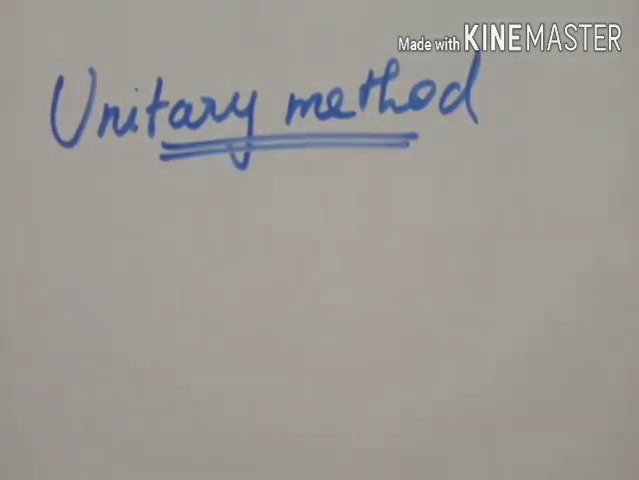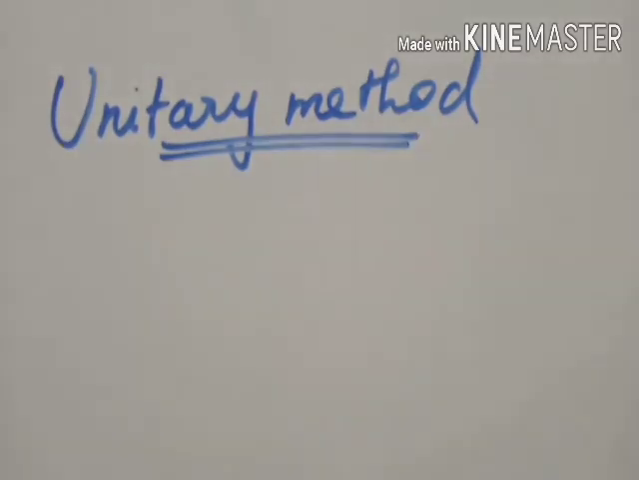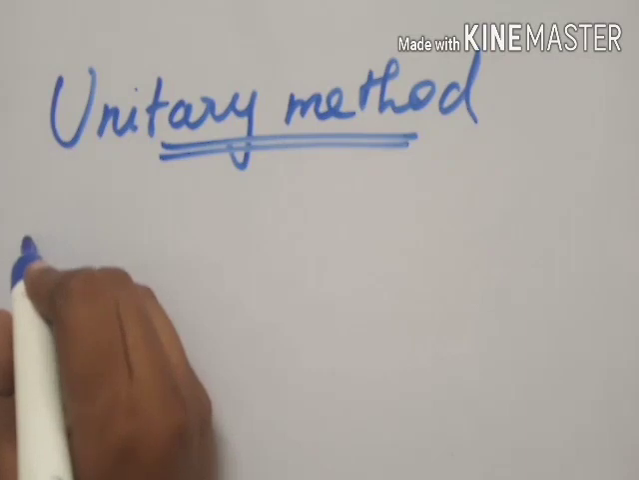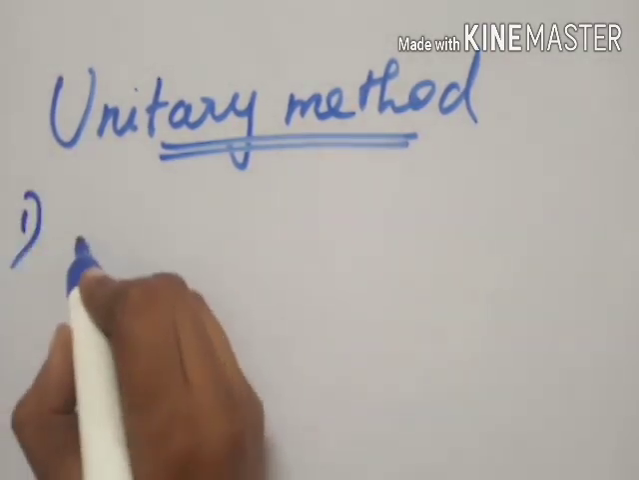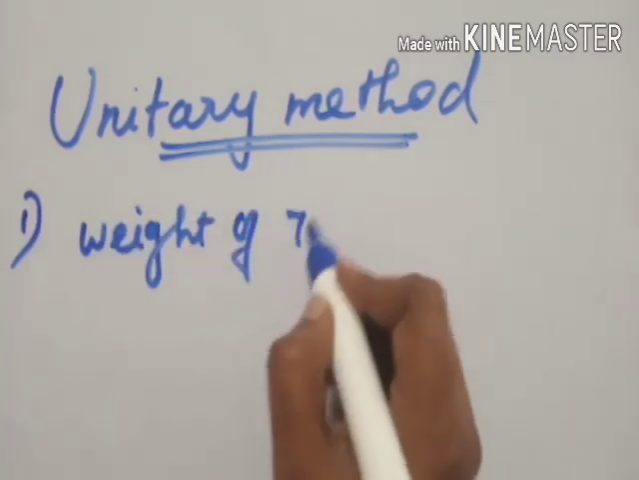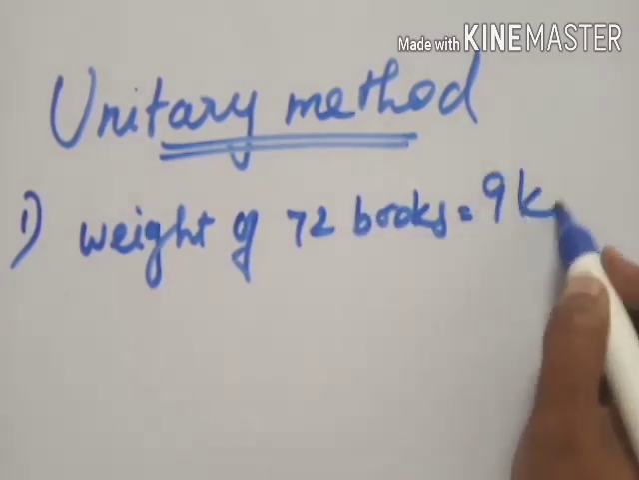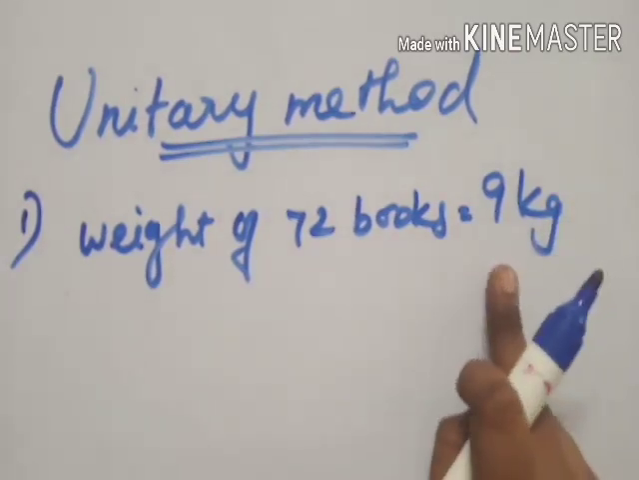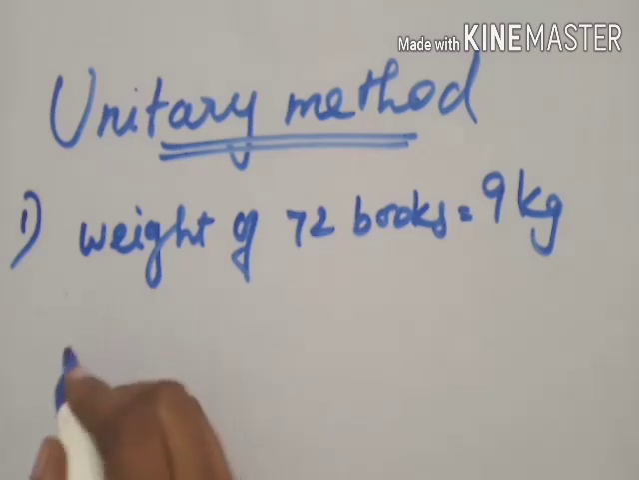What is the first step in the unitary method? Find the value of one unit. So first, what is given? I am going to write what is given: weight of 72 books equals 9 kilogram. From this, I am going to find out the weight of one book.